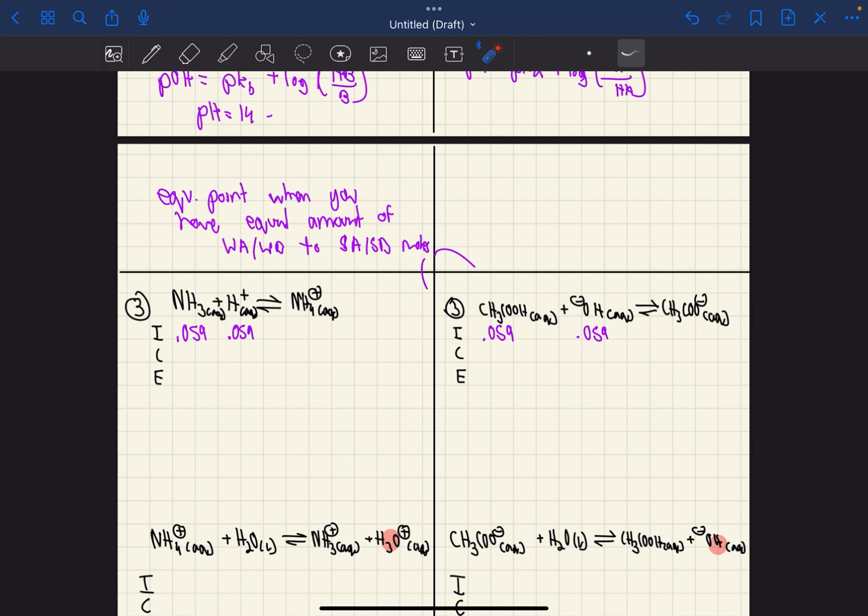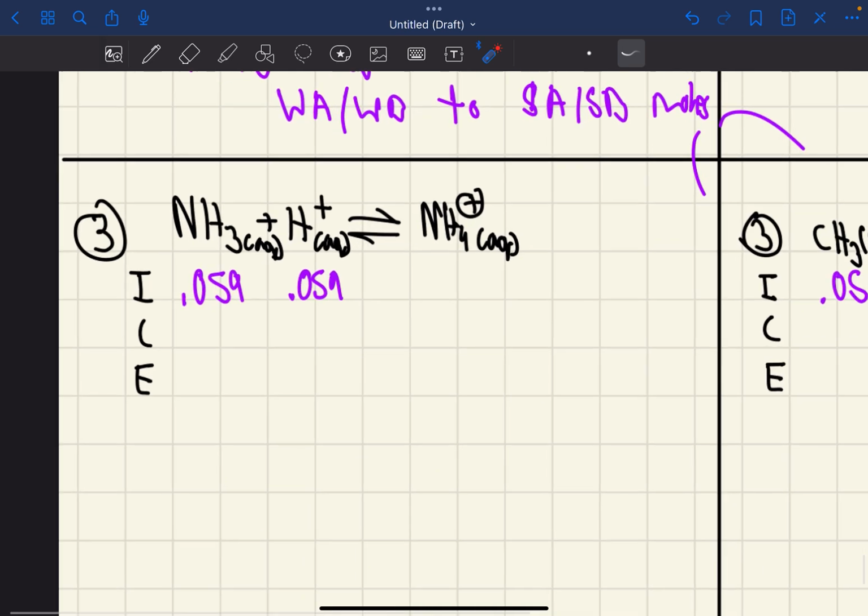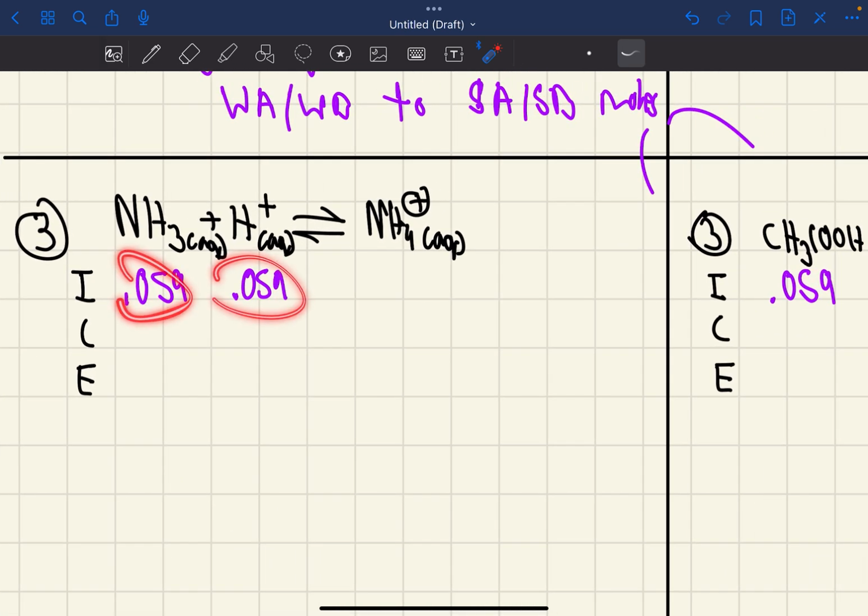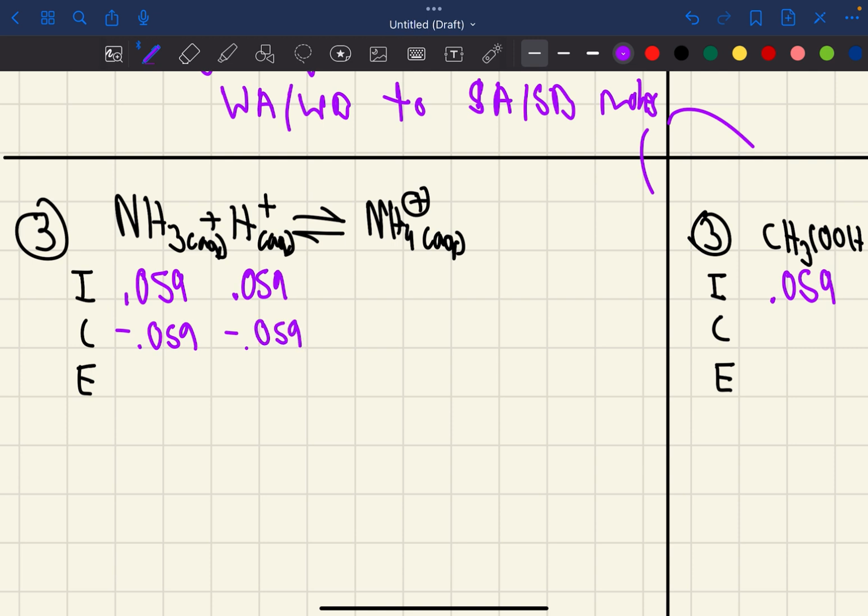So now, if that's clear, what do you think is going to happen now? What is your limiting reagent? Do you have a limiting reagent here? To be honest, no, because both are actually the limiting reagent. You have equal amounts, which means you're going to consume all of it, right? So that means it's going to change. It's always minus, right? So minus 0.059, minus 0.059. Then you're going to add plus 0.059. So you're going to end up with this, right?